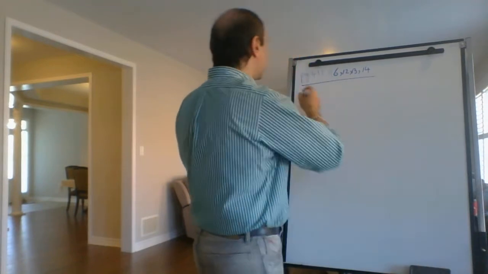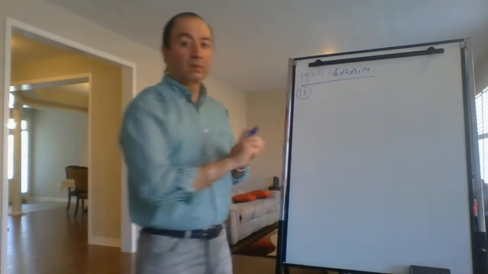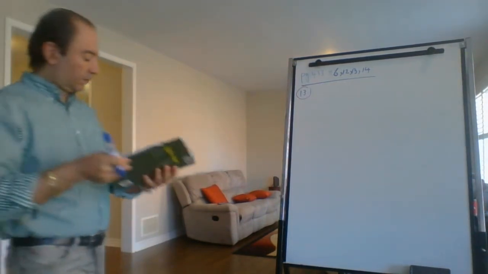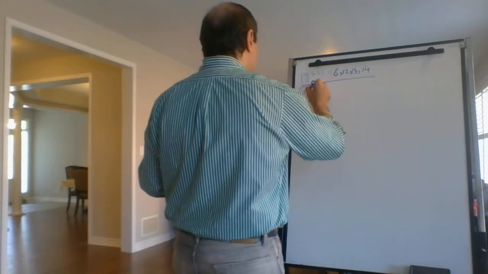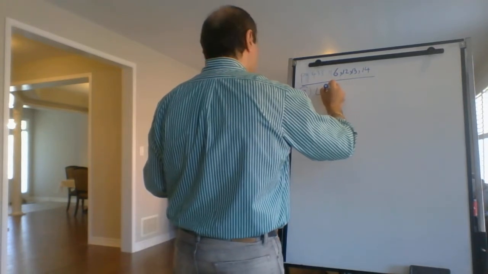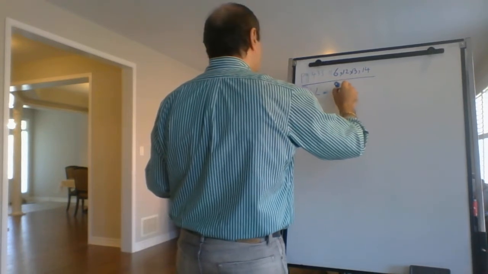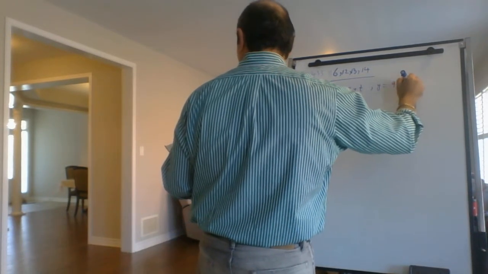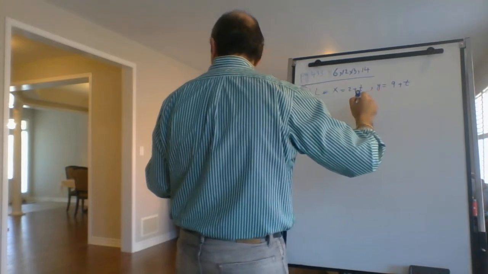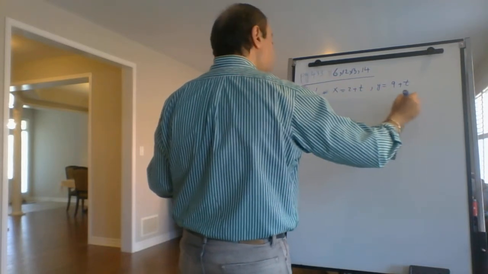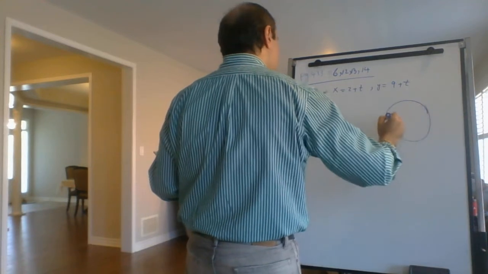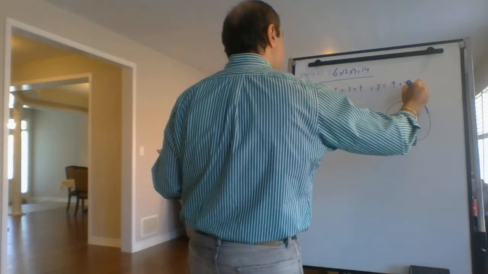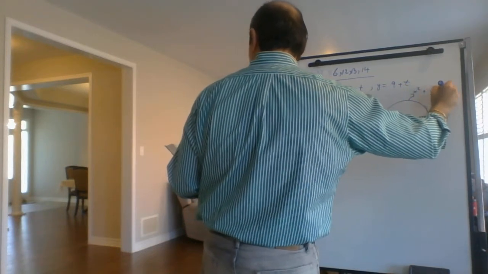I want to do number 13. Number 13 says the line L, with parametric equation x equals 2 plus t and y equals 9 plus t, intersects a circle. There is a circle with an equation of x squared plus y squared equals 169.